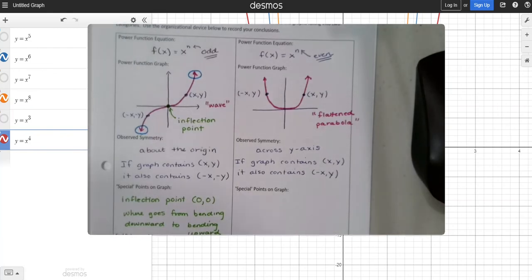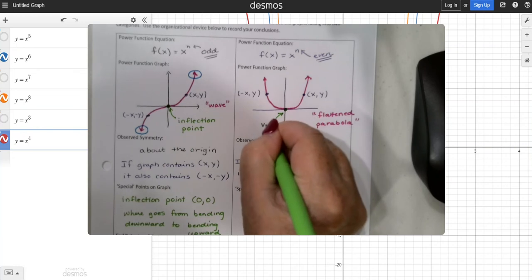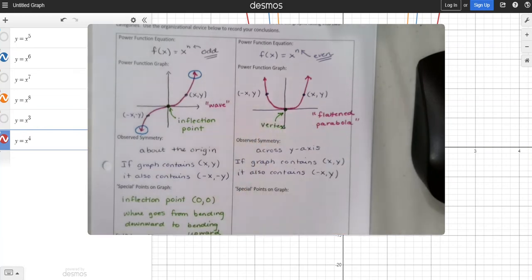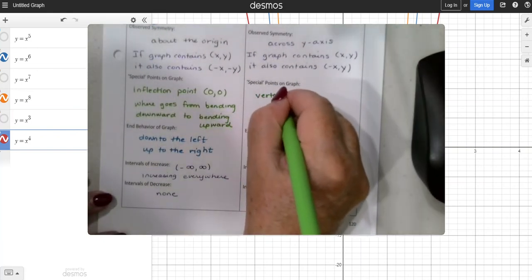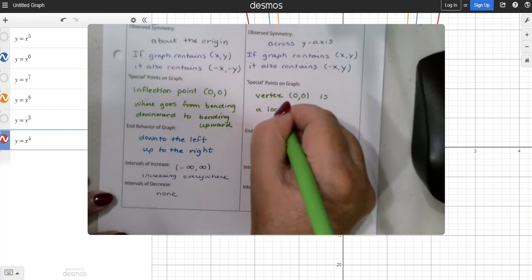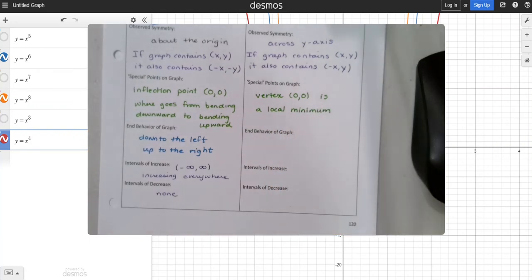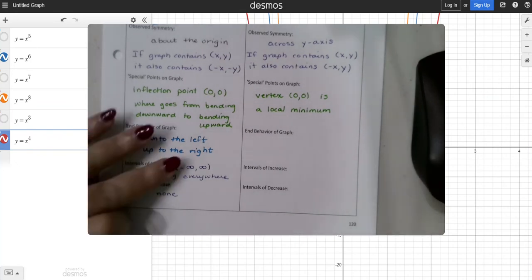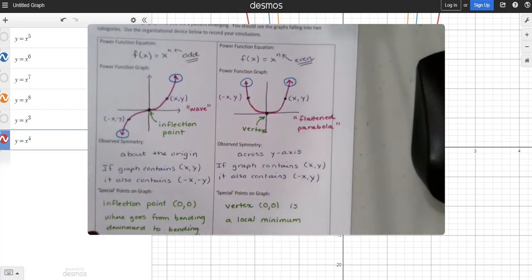All right, special points in the graph. This one we're pretty used to. This, just like a real parabola, does have a vertex, a local minimum, and the end behavior of my graph, both ends go up. So up to the left and up to the right.